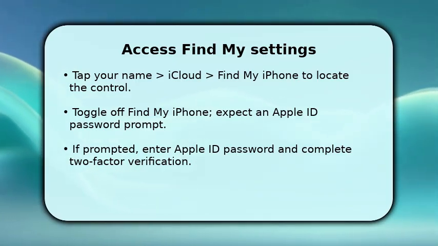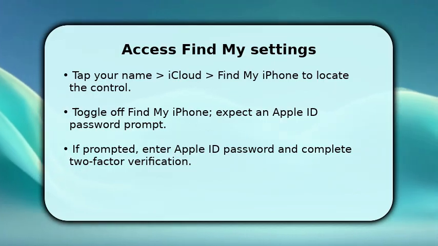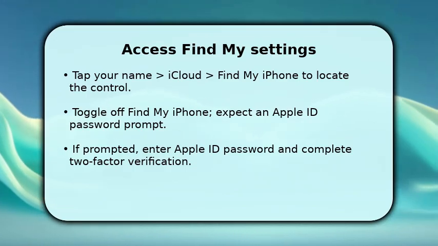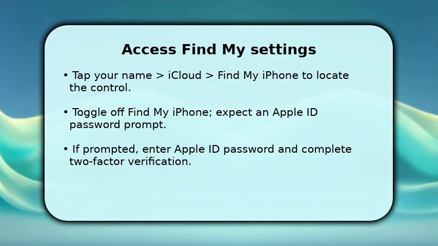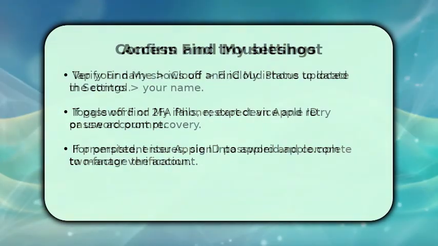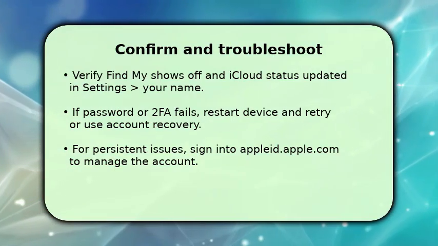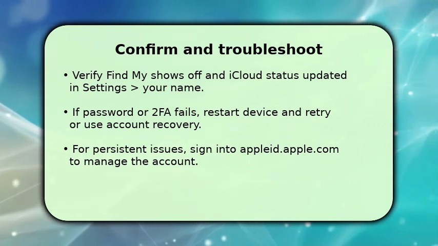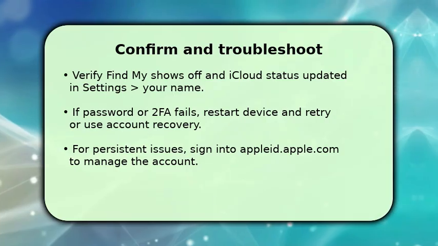If two-factor authentication appears, approve the request on a trusted device or enter the verification code. This prevents unauthorized removal of activation lock and secures your device. After you enter credentials and any verification code, make sure the Find My iPhone switch remains off and the iCloud status reflects the change. That completes the process.